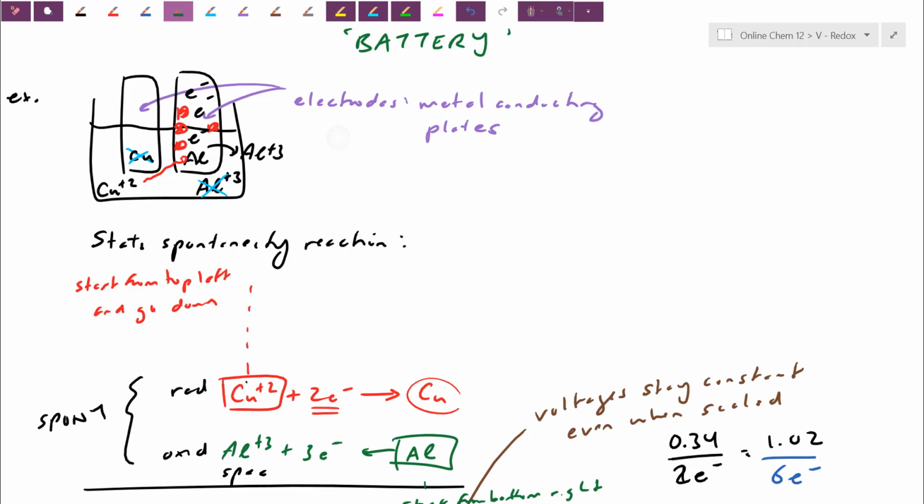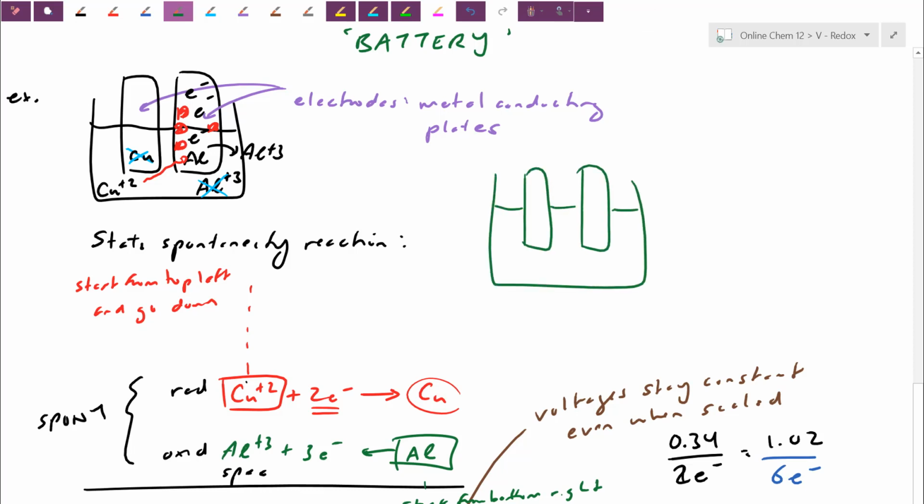What if we had set it up here? I didn't know what my reactions were going to be. What if we had just copper solid and just aluminum, just in pure water? Again, you can check your table. You want to start from the top left and go down.